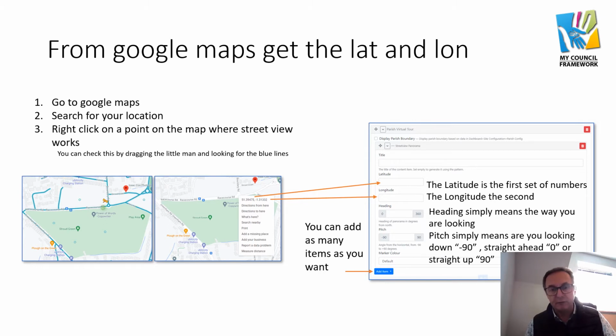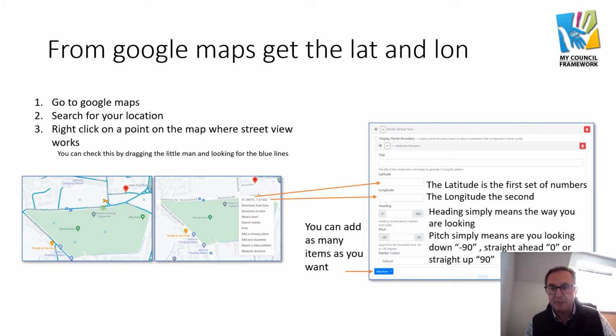And all you're looking for here is that when you grab the person, some blue line is available close to where you want to do a virtual tour of. Having established, say, this point here, the little yellow man's just above a roundabout. What I then did was drop him back down to where it was, not drop on the location, but just cancel that, and then right click the same location, and the top two numbers will give you the latitude and longitude of that location.